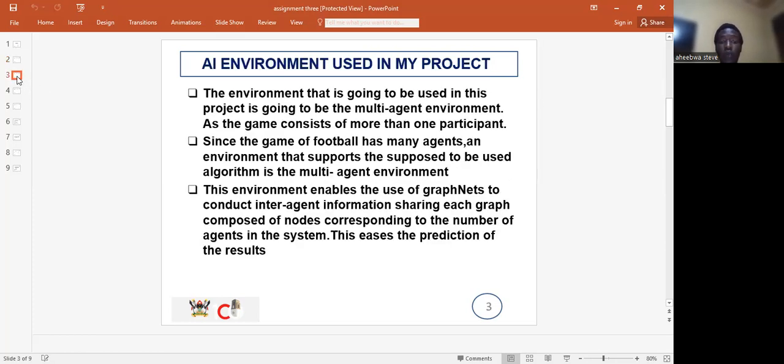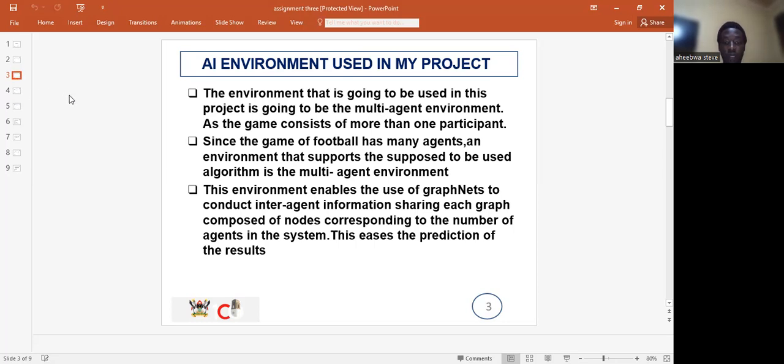The AI environment used in this project, the football prediction project, is a multi-agent environment. This is because football as a game is played by more than one person. So the environment that supports this kind of model is the multi-agent model.